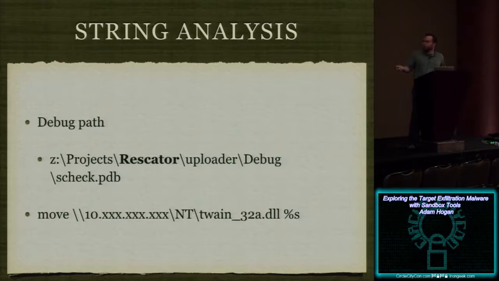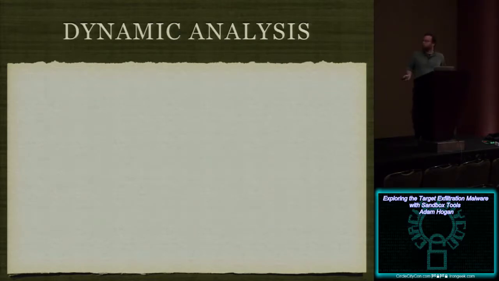We also found this string in there. It's a command, a move command, right? Move over file share, over an internal address. This directory is looking for this file, twing underscore 32a.dll, right? Which when we get to dynamic analysis, we'll have a lot more information on. But it's also a place to start. Just by running strings, we're picking out some interesting file names. Of course, something I want to go search for on other systems, right?